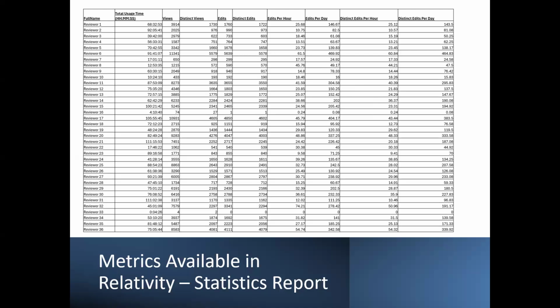The other piece that's always important to look at here is comparing the distinct edits per hour to the edits per hour, because sometimes you'll see where they should generally be in line, but sometimes you'll see, for example, in this one, reviewer 32, where their edits per hour is 25 higher than their distinct edits per hour, which means that they're a lot of times going back to the same document over and over again.